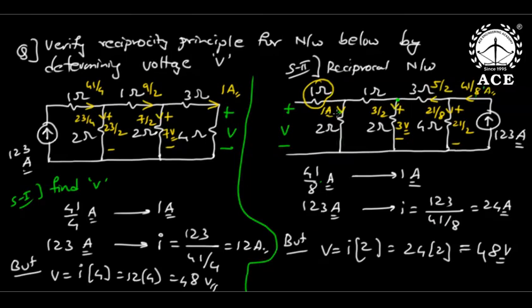If 41 by 8 can drive 1, I took 1 because it is easy to calculate initially. So 41 by 8 will drive 1. Then 123 by 123 will drive how much? 24, like that. Okay, fine. That one is our test signal. Okay, sir, I got it. Thank you.